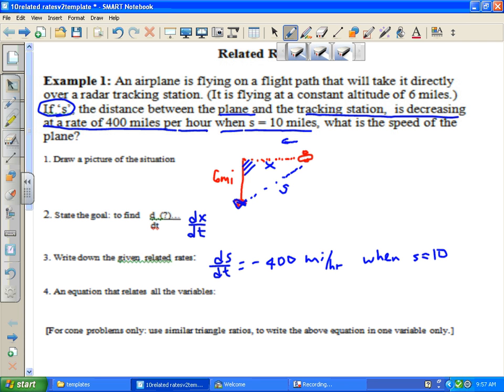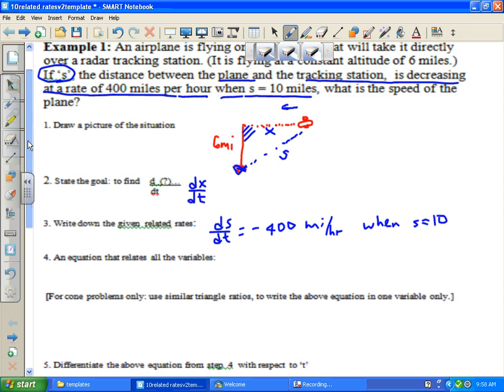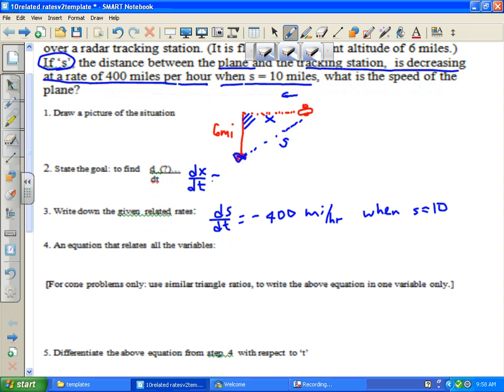We did the picture, the goal, and we wrote down the given related rates. What we need right now is, remember, since we're trying to find dx over dt, and we are given ds over dt, we need to write an equation that somehow we can get x and s out of it. We can get dx dt and ds dt out of it. What equation do you think could relate the variables in question and also maybe something that we know? For example, we know one side is 6, right? You can use that in your equation. What equation do you think we could use here?